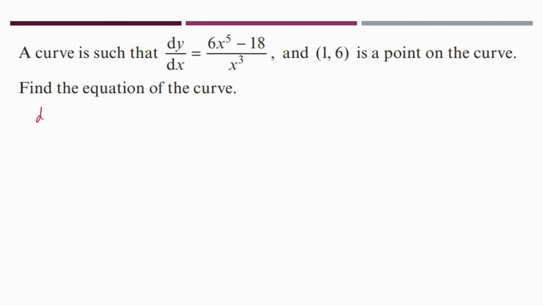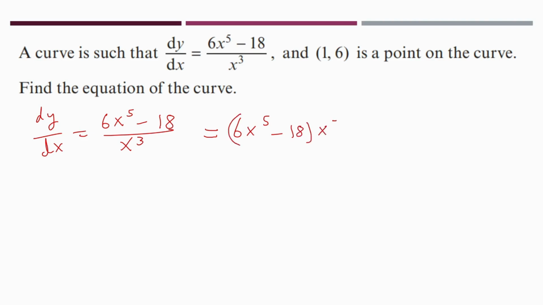So let me just start. Let me write down the question: dy over dx is equal to 6x^5 minus 18 over x cubed. Firstly, I can separate it, or I can bring the x cubed upwards. So 6x^5 minus 18 times x raised to the power of minus 3. As it's going up, it's going to be negative. So let's multiply it inside: x^5 and minus 3, so 6x^5 minus 18x^-3.